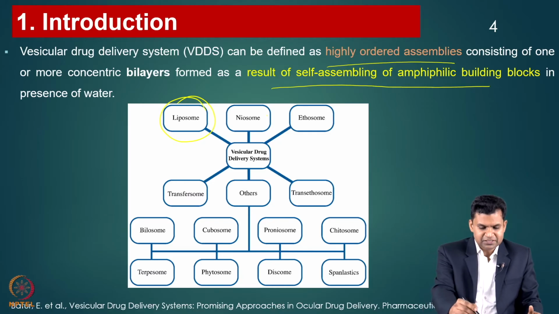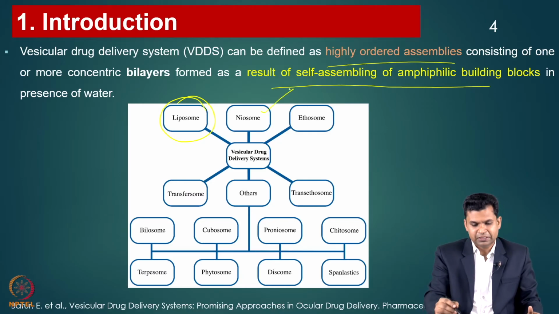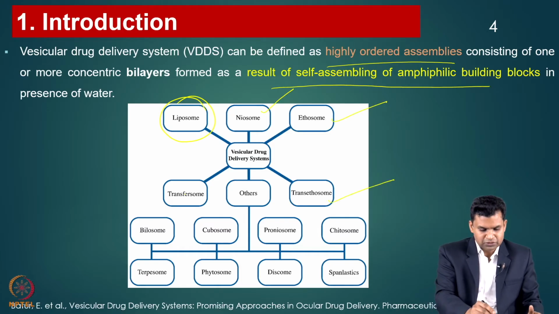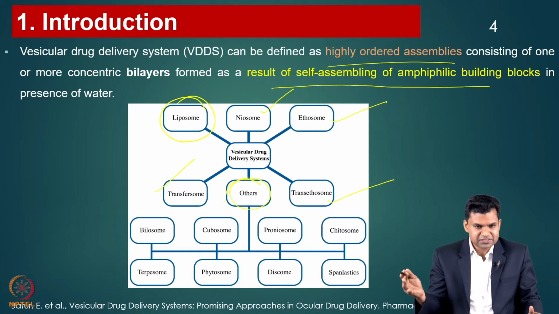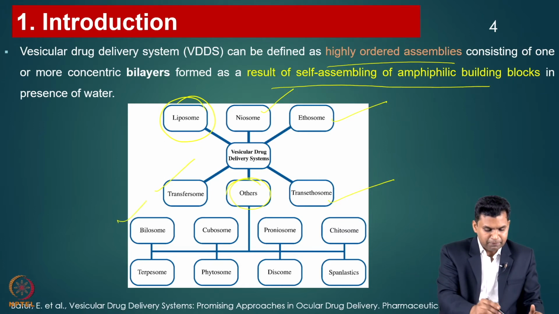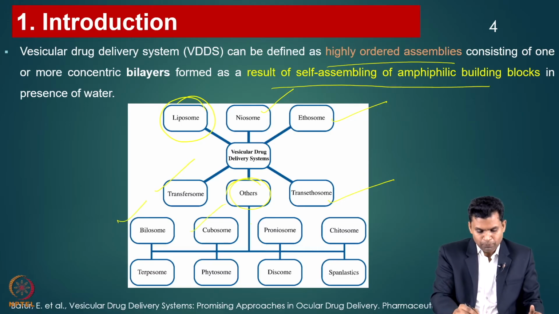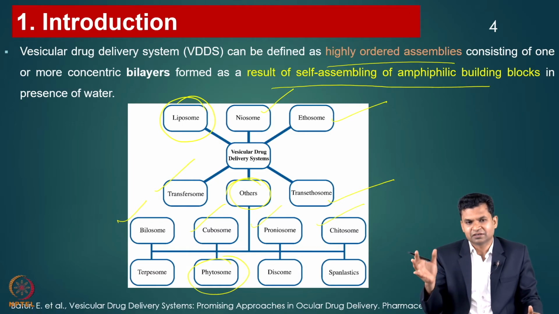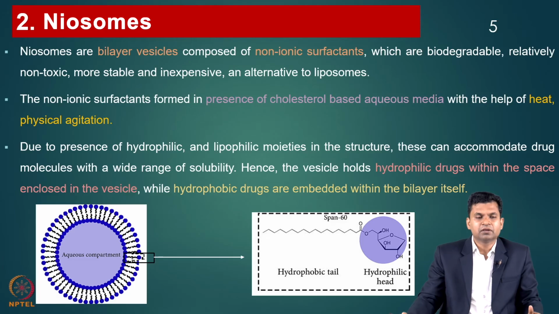So, here you can see the niosomes, and the ethosomes, trans-ethosomes and the transferosomes, and there are other vesicular systems, preferably bilosomes, cubosomes, proniosomes, and the chitosomes and the phytosomes. In this, today we are going to focus on a few types of vesicular drug delivery systems. Now, we will start with the niosomes.